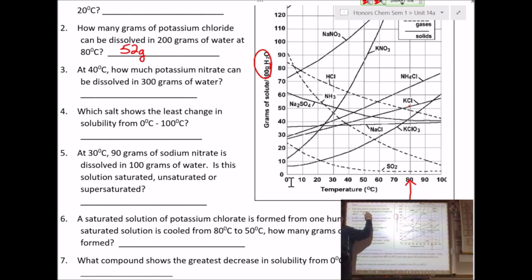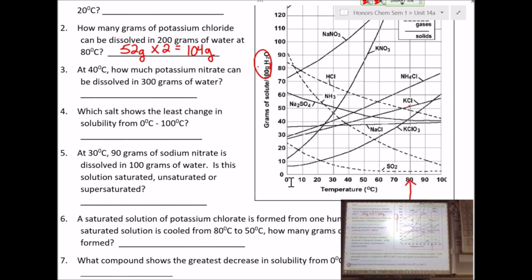So if I said I had 52 grams of potassium chloride dissolved in 100 grams of water, if I doubled this amount of water, I just simply multiply by 2. So in this case, if I had twice the amount of water, I could actually dissolve 104 grams, approximately.